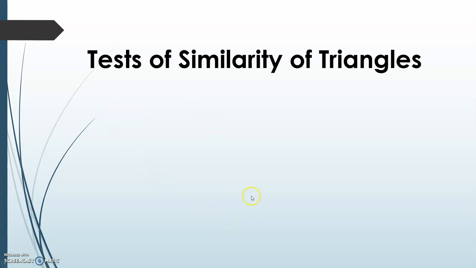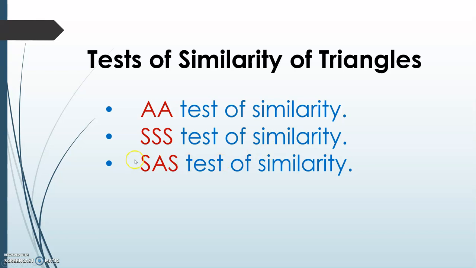So, the three tests of similarity of triangles are AA test of similarity, SSS test of similarity, and SAS test of similarity. AA test means angle, that is, if two angles of two triangles are congruent, then the two triangles are similar by AA test of similarity. SSS test, if all three sides of the two triangles are proportional, that is, they are in the same ratio, we can say the two triangles are similar by SSS test of similarity. Third one, SAS test. That is, if two sides are proportional and the included angle is congruent, then we can say the two triangles are similar by SAS test of similarity.